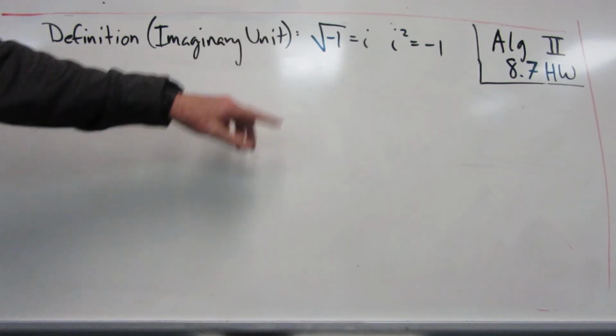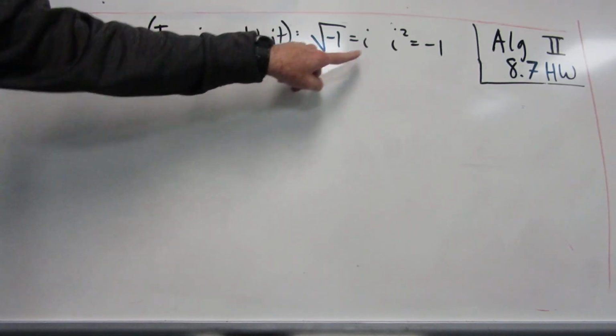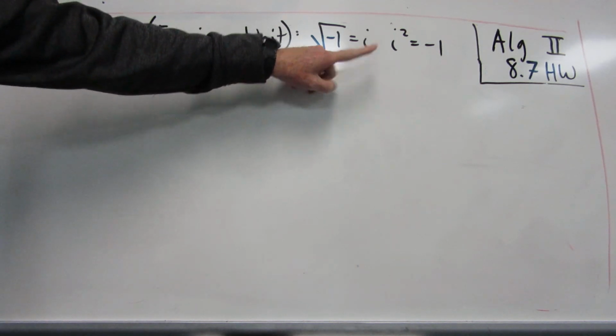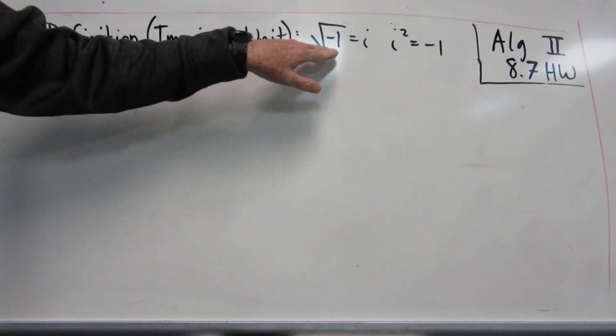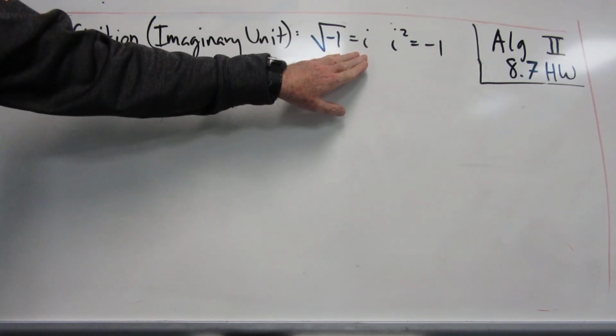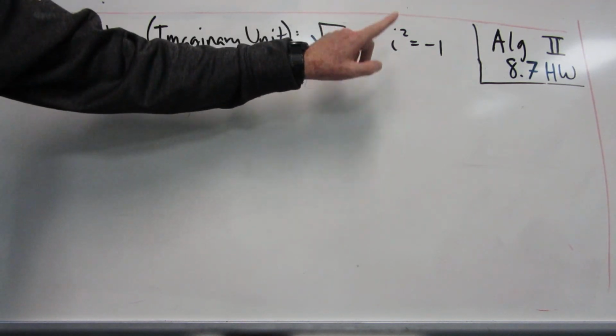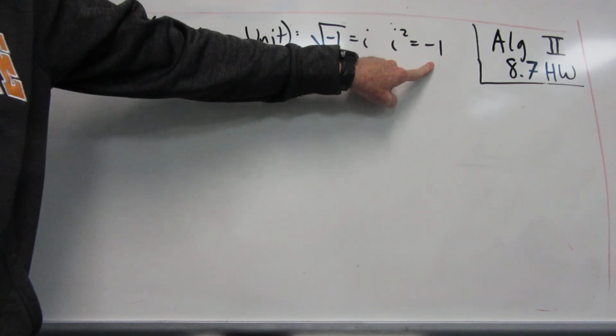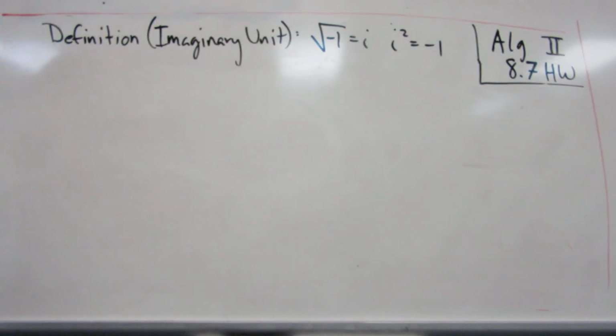Two things to keep in mind, okay? So the square root of -1 is defined by the lowercase letter i. Just keep that in mind. The square root of -1 equals a lowercase i. Conversely, i squared is equal to -1. Both of these things are going to be important to us as we deal with imaginary numbers.